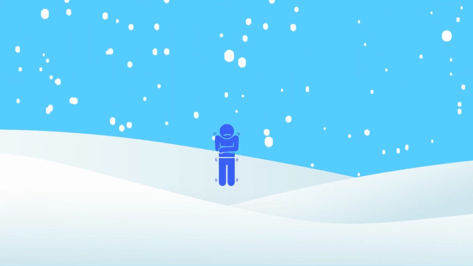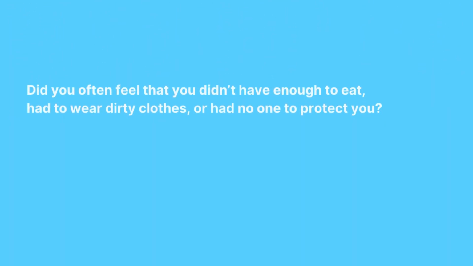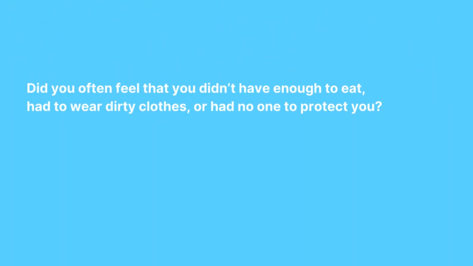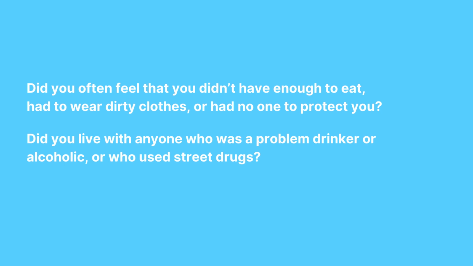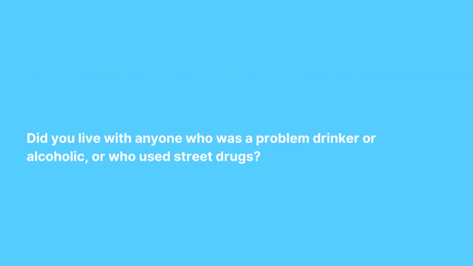The test has a total of 10 questions. Examples of questions from the test are: did you often feel that you didn't have enough to eat, had to wear dirty clothes, or had no one to protect you? Did you live with anyone who was a problem drinker or alcoholic, or who used street drugs?